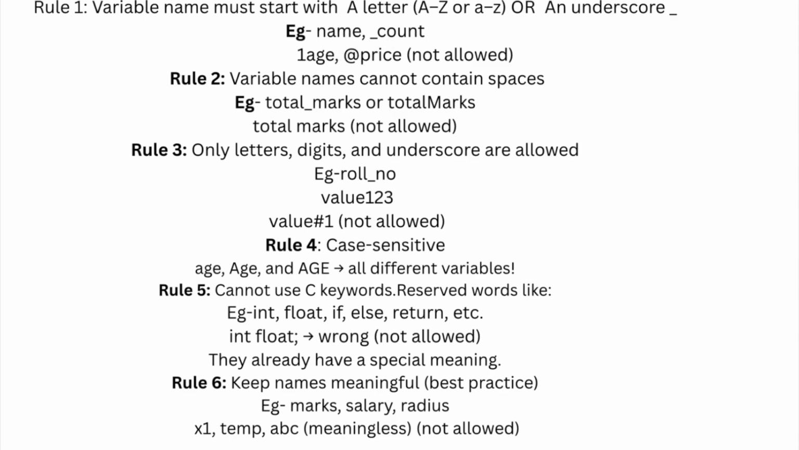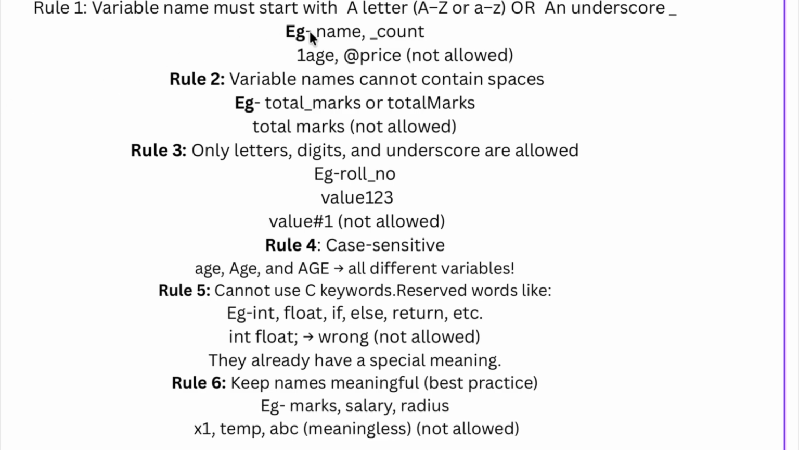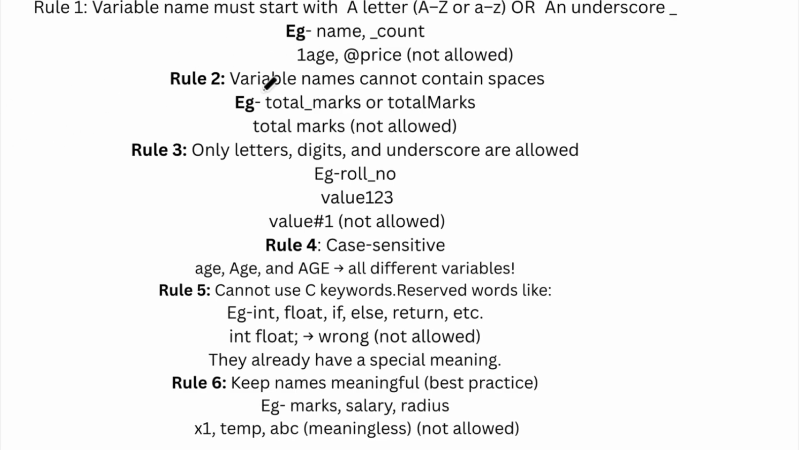Like here you can see we started the name with a letter or an underscore, like count, but we can't start it with a number or a special character. Second, variable names cannot contain spaces. Like here we can give an expression with an underscore, or with no spaces, but we can't give spaces, so this is not allowed.